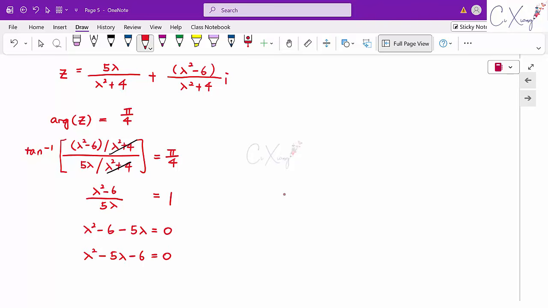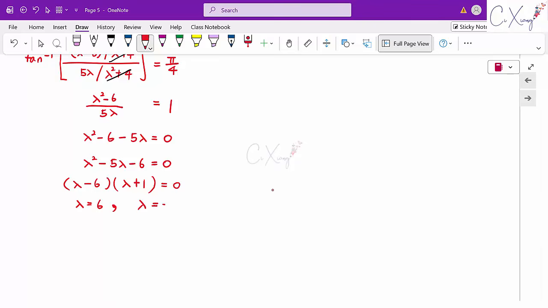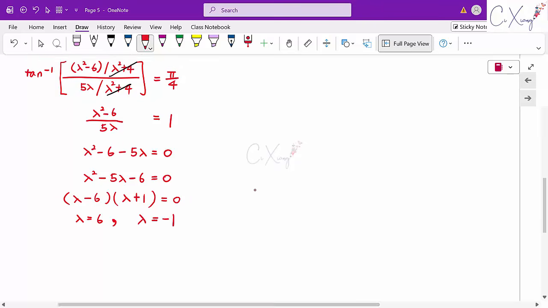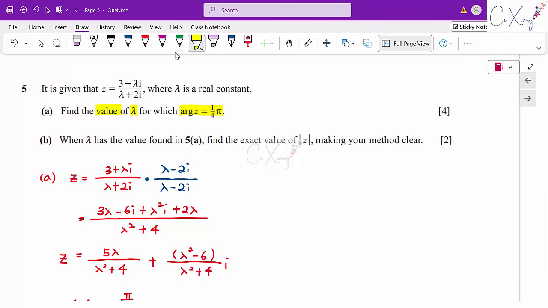You can get the value of lambda by factorizing this equation: lambda minus 6, because of the negative 5, then lambda plus 1. Then lambda equals 6, and also lambda equals negative 1. According to what we have here, if you read the question one more time, they said find the value of lambda. This actually gives us a hint. They are not saying values, but they are talking about value only.